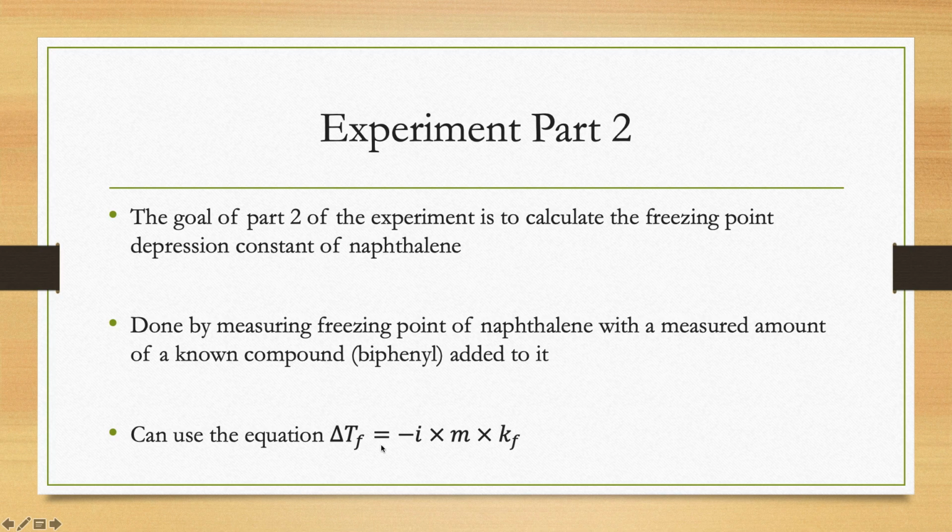Kf is what we're going to solve for. Our change in freezing point is going to be whatever the freezing point for part 2 of the experiment is, minus the original freezing point from part 1. That should be a negative change. And that's why there's a negative sign in this equation, because delta T_f is always going to be a negative value. So all of these values, like i, m, and K_f, are all positive values, so you have the negative sign in the equation to balance that all out.